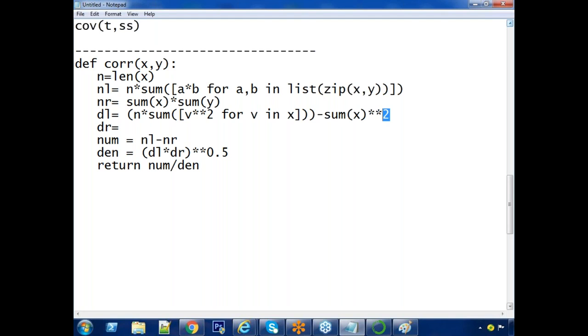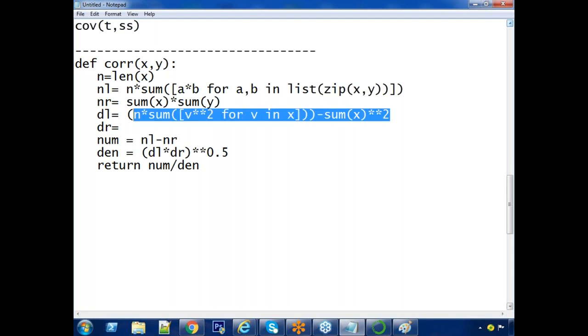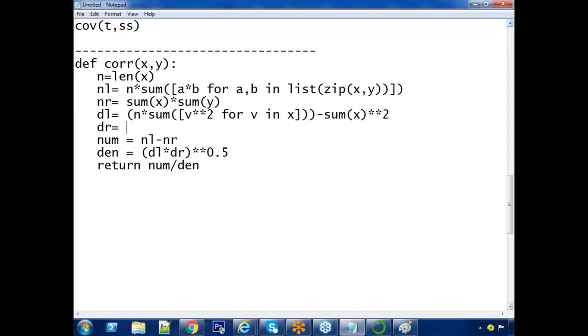Do the same thing for y. As part of the right expression, replace that x with y. Remaining same. Understand? Now numerator is numerator left minus numerator right. This is DL into DR whole square. Written this one.